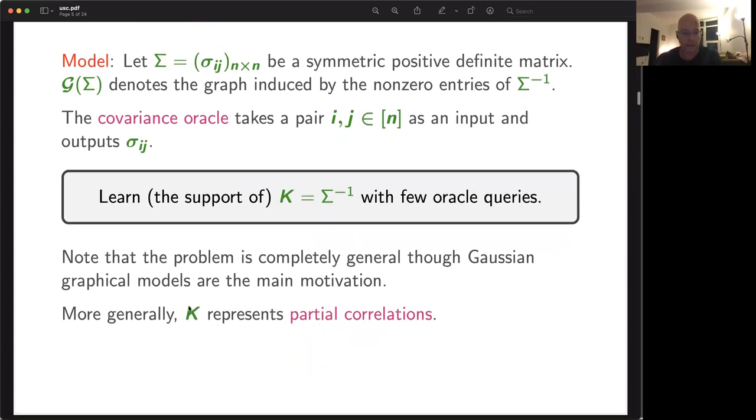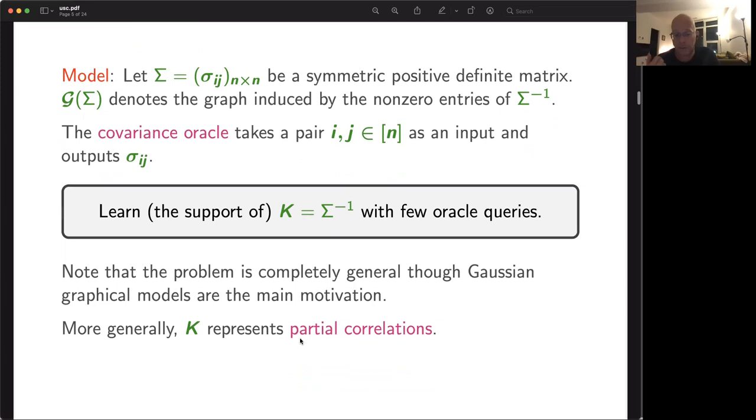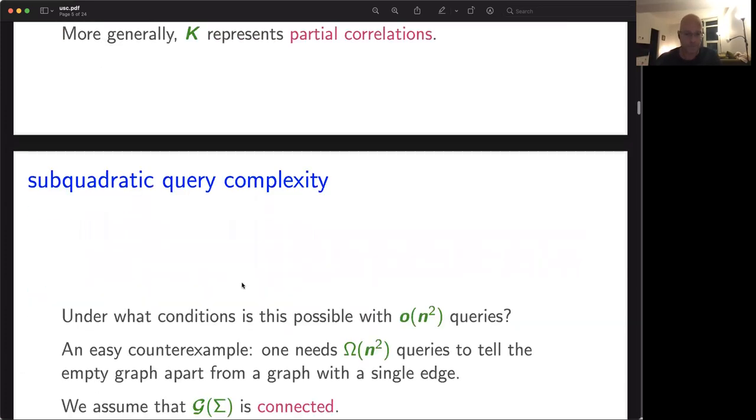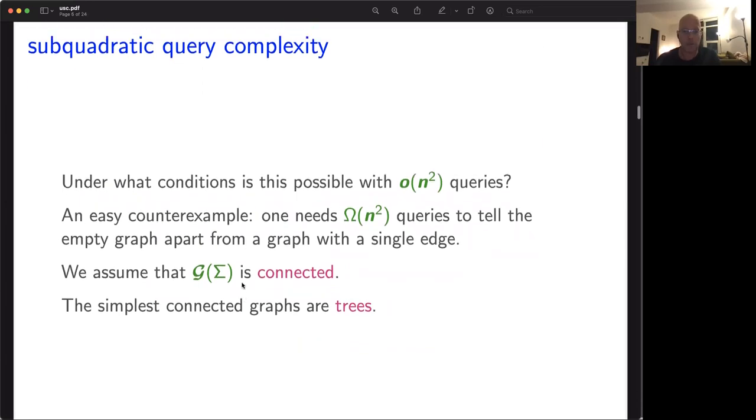All right. So, more generally, the entries of the inverse covariance matrix are sometimes called partial correlations. The question, the topic of this talk, is: under what conditions is it possible to recover the graph with just little o of n squared queries?